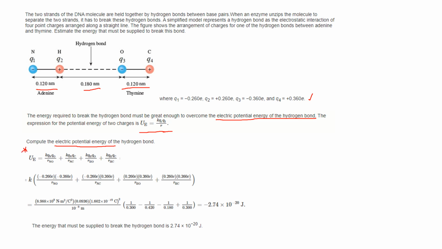The UE equals K Qn Qo. So with this and this, the energy between Q1 and Q3, divided by the distance between this point to this point. So that is going to be 0.180 nanometer plus 0.120 nanometer. So between N to O, between N to C, then between this N to C interaction. So this is done. Then between H to O, between this and this O, that is going to be this equation between H to C. So these are the four electric potential energies in this whole bond, which we're going to figure out.